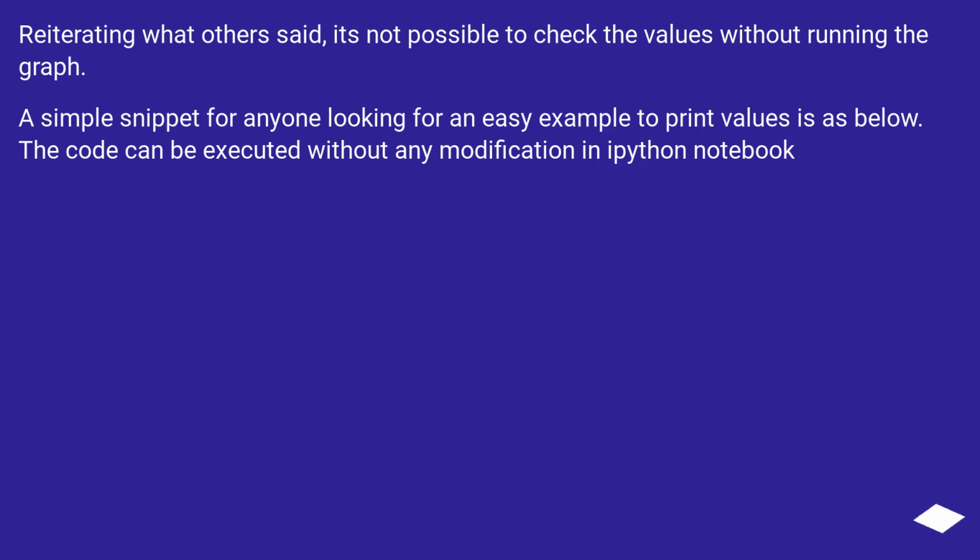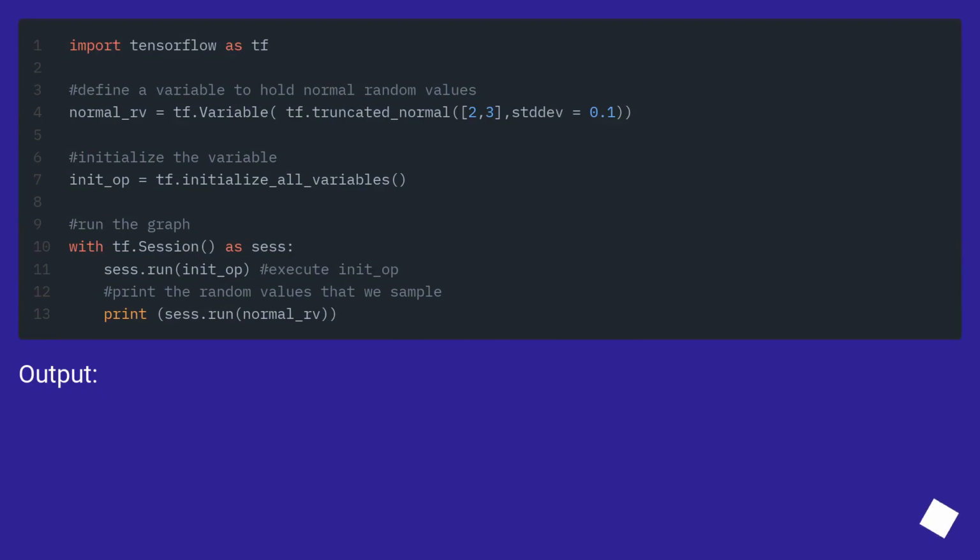Reiterating what others said, it's not possible to check the values without running the graph. A simple snippet for anyone looking for an easy example to print values is as below. The code can be executed without any modification in an IPython notebook. Output.